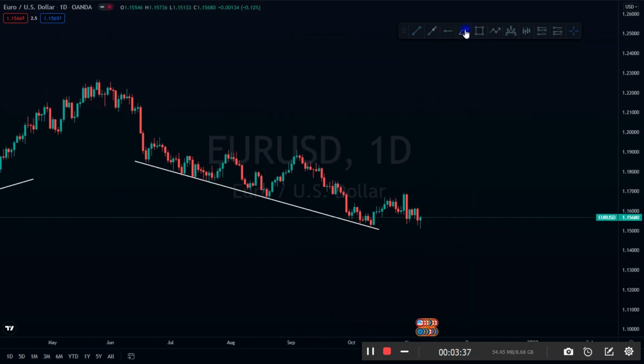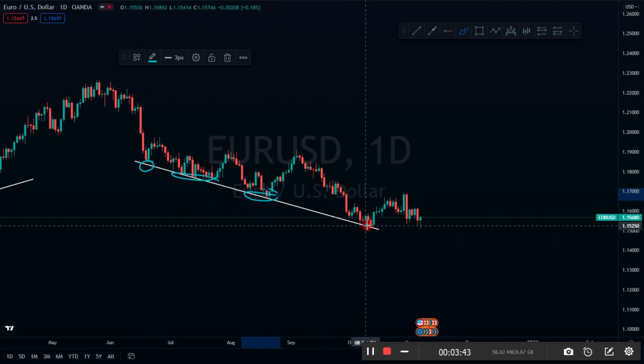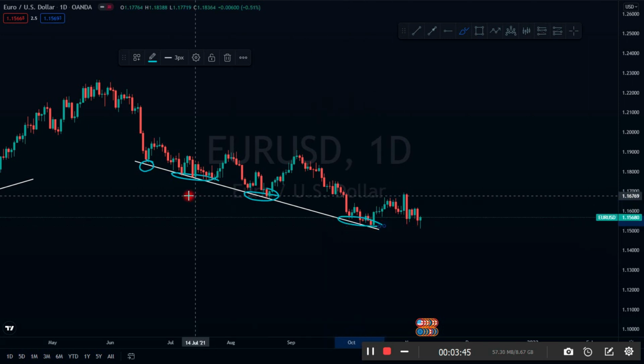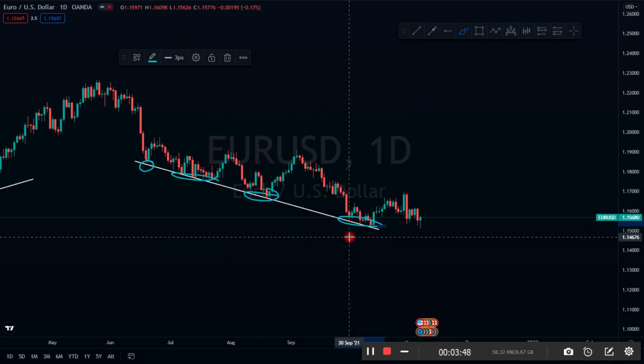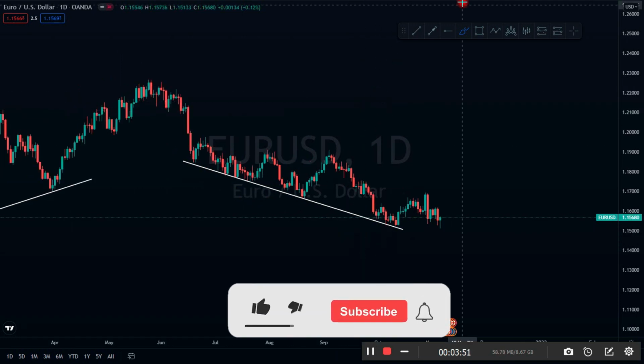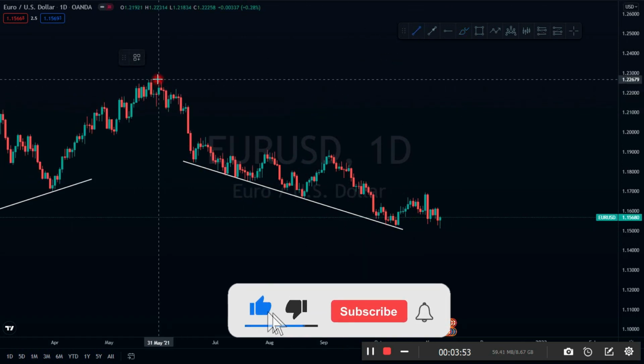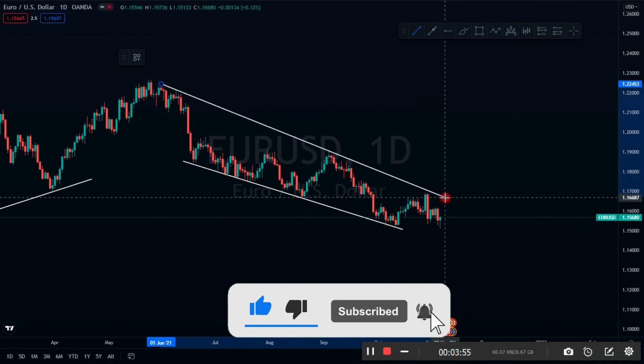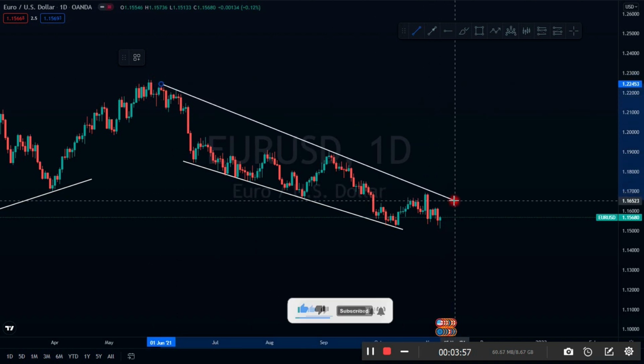Again, with this one right here, you can see that this area is being respected multiple times. Seems like the market is failing to break this trend line right there. So we will use that, and we are also going to have another one right here at the top, something like this.